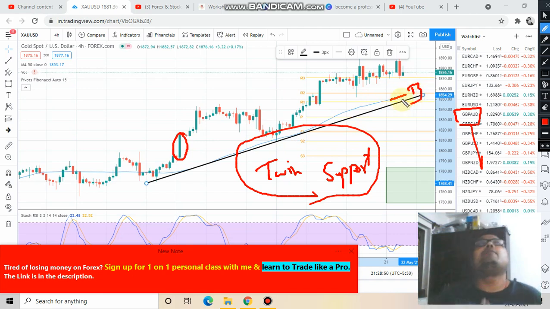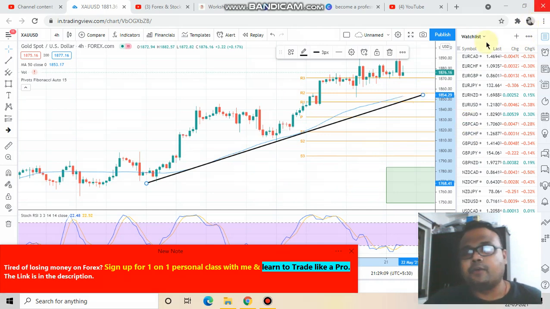If you follow this kind of discipline, then your risk to reward ratio always matches, and without discipline you cannot stay afloat in the market. So this is the best place. If market comes down, then you get a buying opportunity here. You can go for a buy order here.